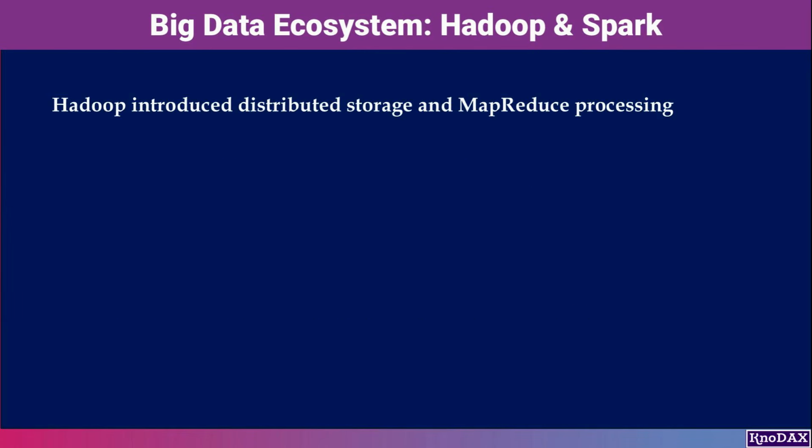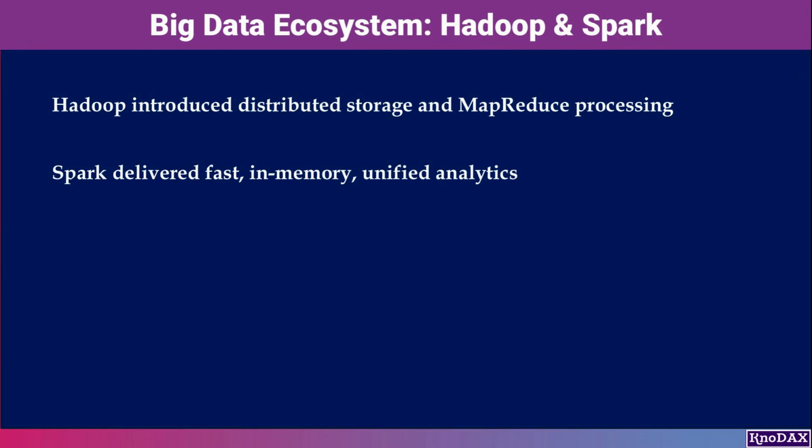Now that we've seen the major use cases powered by big data, it's helpful to understand the technologies that made these capabilities possible. Two of the most influential components of the modern data ecosystem are Hadoop and Spark. Hadoop introduced the idea of distributed storage through HDFS and parallel processing using the MapReduce model. These innovations made it possible to store and analyze massive datasets across clusters of low-cost machines, something that was simply not practical with traditional architectures.